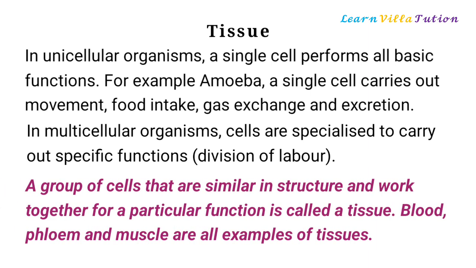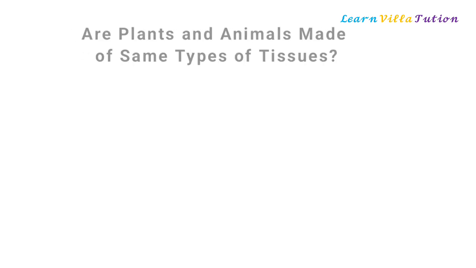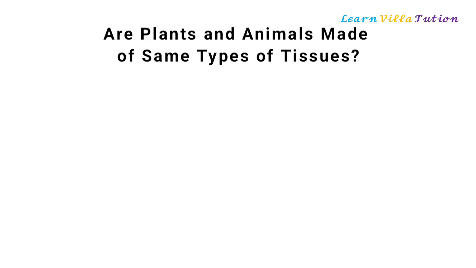A group of cells that are similar in structure and work together for a particular function is called a tissue. Blood, phloem and muscle are all examples of tissues. Are plants and animals made of the same types of tissues?